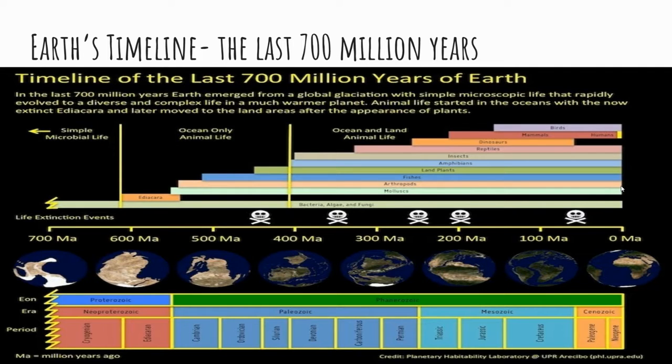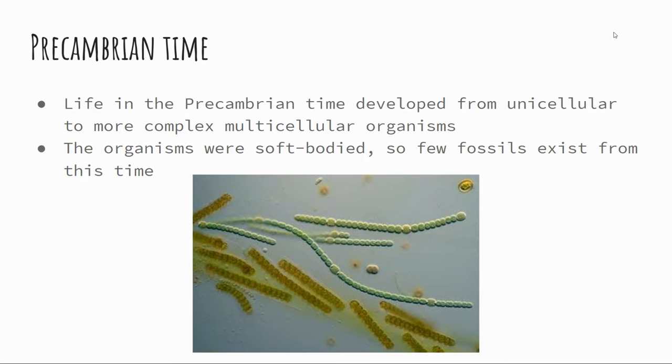All right, so let's look at the Earth's timeline over the last 700 million years, and then let's look at some of these major events that have happened that has caused organisms to evolve and change and adapt. So the Precambrian time, the life in the Precambrian time developed from unicellular to more complex multicellular organisms.